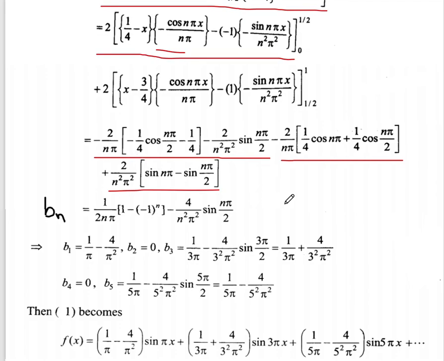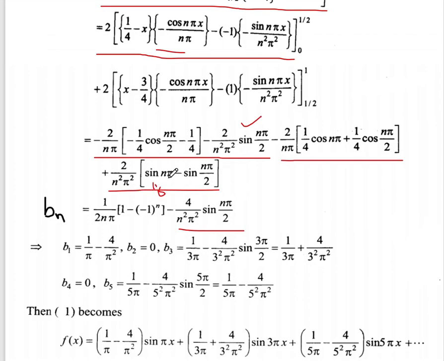We know that sin n pi is 0, so this term will become 0. Then if you observe, minus 2 upon n square pi square sin n pi upon 2, and this term, that is this, minus 2 upon n square pi square sin n pi upon 2, can be written as 4 upon n square pi square sin n pi by 2. So these steps can be written in this way, the solution of this term.